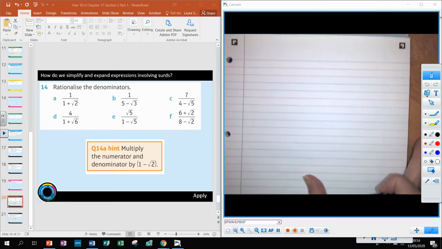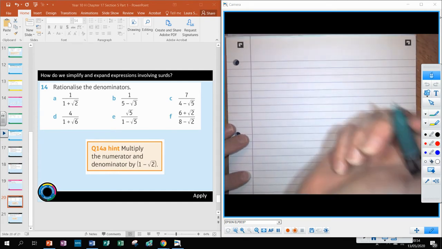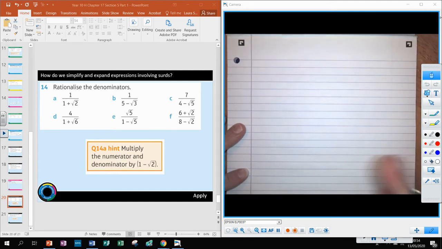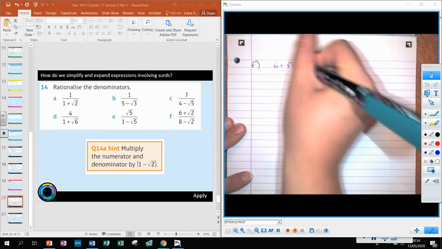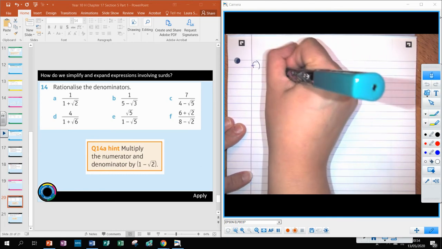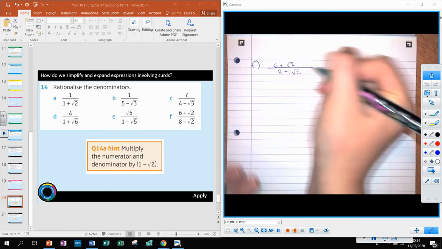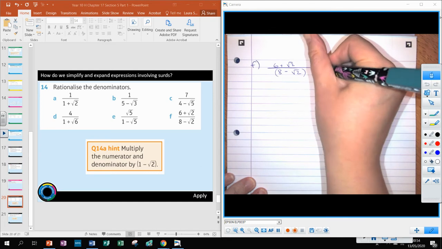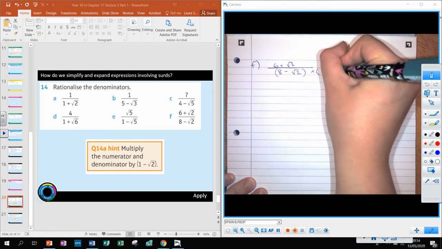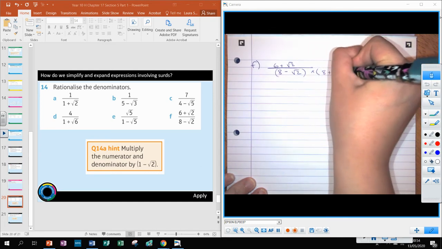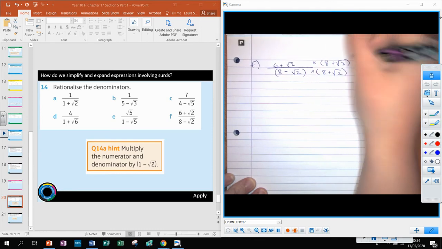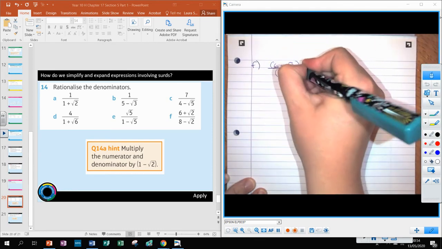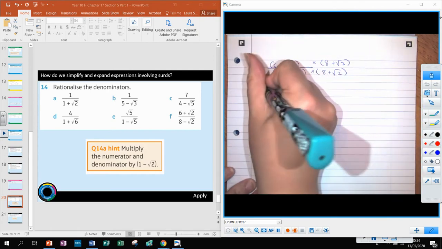Last one, and then we'll move on to our last question for the lesson. You've done really well so far. So let's take a look at F. We have 6 plus root 2 over 8 minus root 2. Opposite sign than the denominator, so that's multiplying by 8 plus root 2. And same with the top, 8 plus root 2. This time we've got 2 sets of double brackets, so I'm going to put that in a bracket.